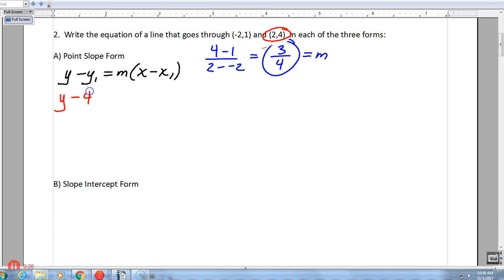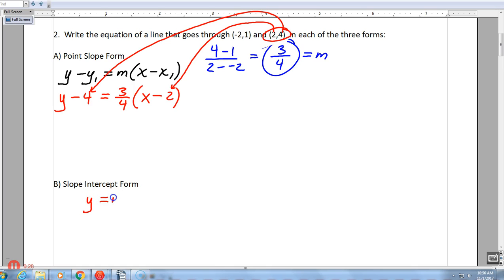So y subtract 4 equals the slope times x subtract 2. So basically I just took these 2 values and put them in where they go. So that's point slope form. Now to get into slope-intercept form, I need to turn this into y equals mx plus b. So the only thing different really is I need to get rid of parentheses and I need to get y all by itself. So I take the equation from above, just kind of rewriting it down here so I have some room to work, and I'm going to first distribute that 3/4 through there.